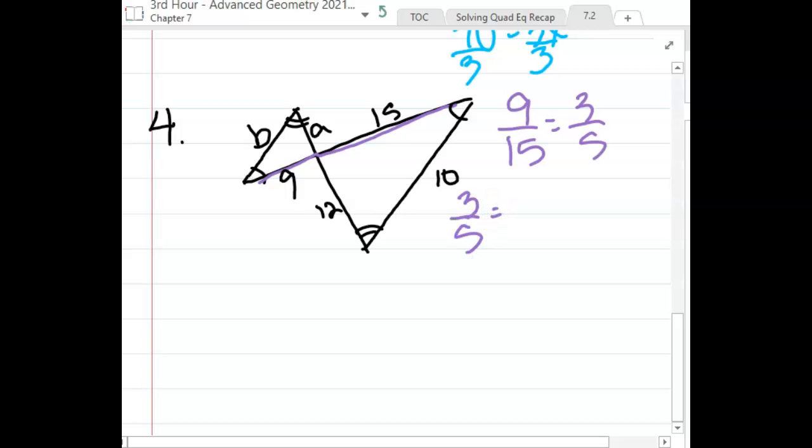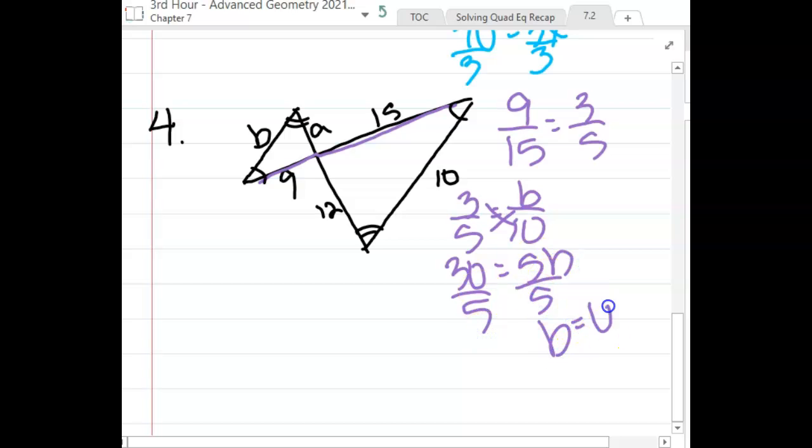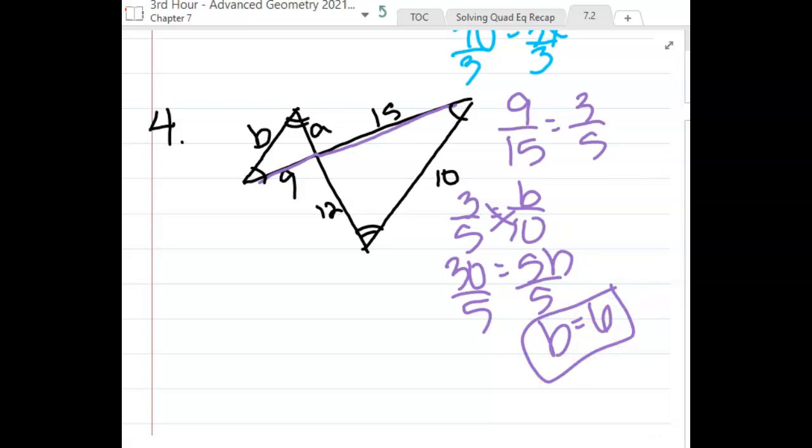So if I want to solve for B, what would be the ratio on the right-hand side? B over 10. Excellent. B over 10. Smaller to larger. So multiply up and across, we get 30 equals 5B. Divide by 5, we should get B equals 6.